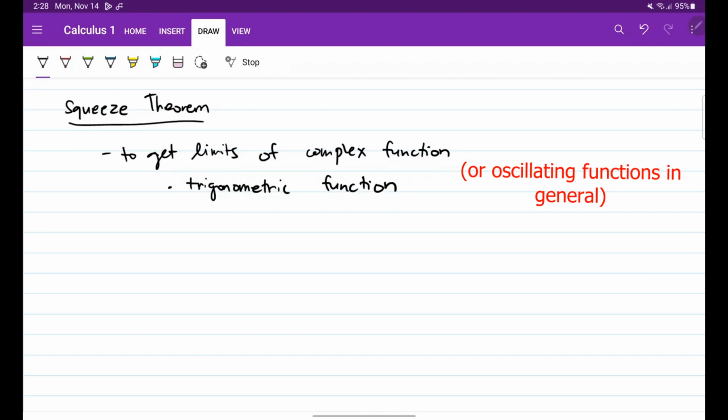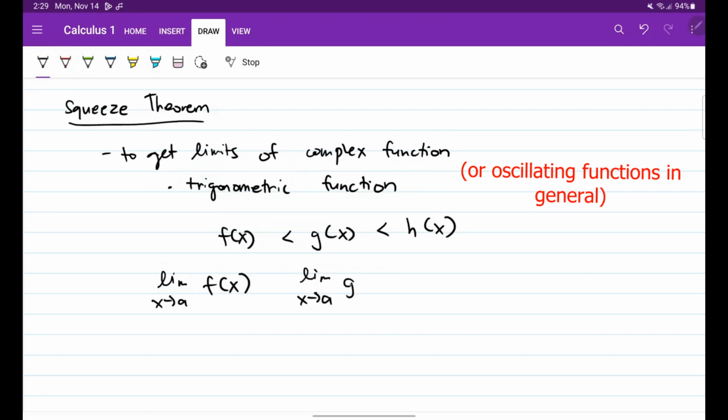functions, no? Kasi yung squeeze theorem, sinasabi niya na if we have a function f of x that is less than g of x that is less than h of x, and if we get the limit, no? So the limit as x approaches a of f of x, and limit as x approaches a of g of x, limit as x approaches a of h of x, and the limit as x approaches a of f of x is equal to L, and the limit as h of x as x approaches a is also L, then meaning that the limit as x approaches a of g of x is also equal to L.